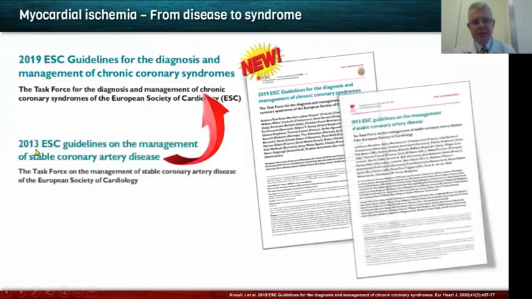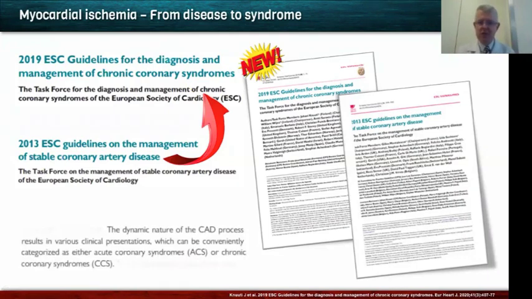This is the 2019. If you compare it with the 2013 guidelines from the same European Society of Cardiology, you see that there's a new terminology, a change in the name of the disease. In the previous paper, we had stable coronary artery disease, and now we have chronic coronary syndromes. So there's a new concept here. We're moving from disease to syndrome.